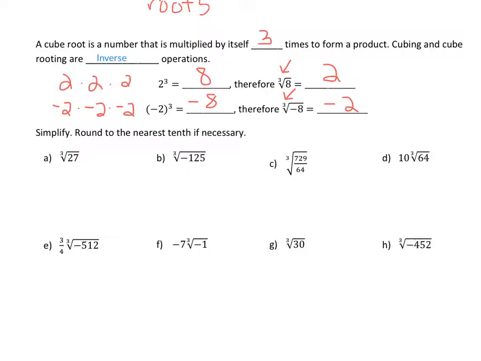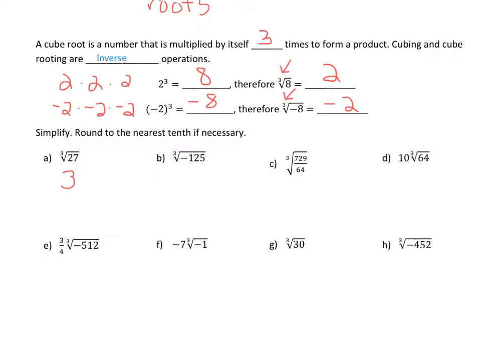Simplify, round to the nearest tenth if necessary. Cube root of 27. These also can be done on your calculator. If you go to the math button, I believe under number, you'll see square root and cube root as well. What times itself 3 times gives you 27? That would be 3. Okay, 3 times 3 is 9, times 3 is 27.